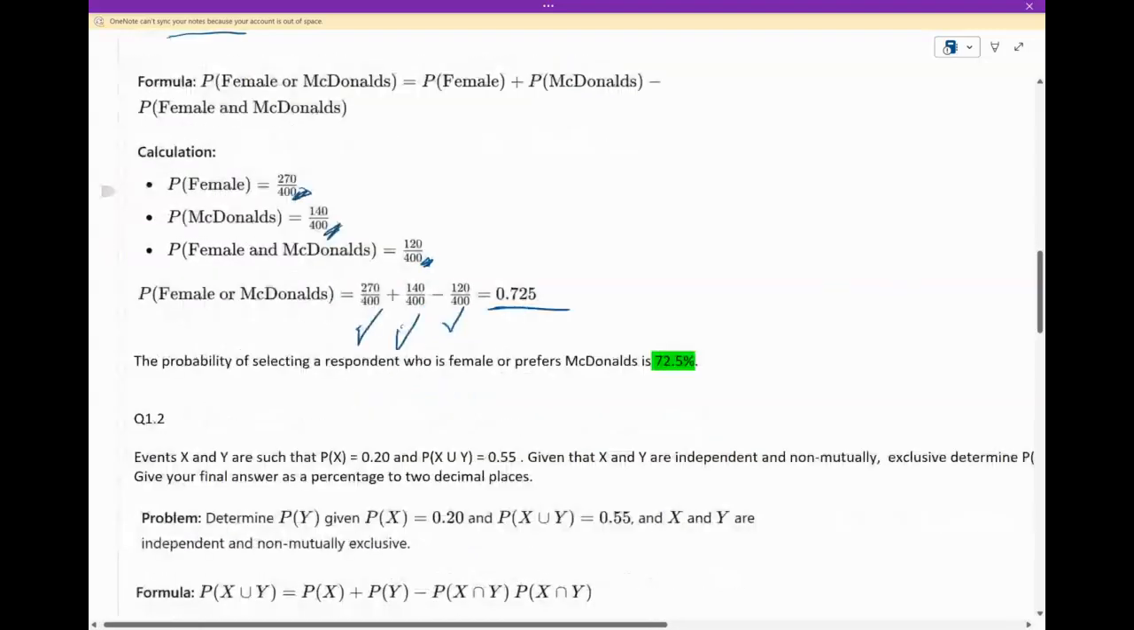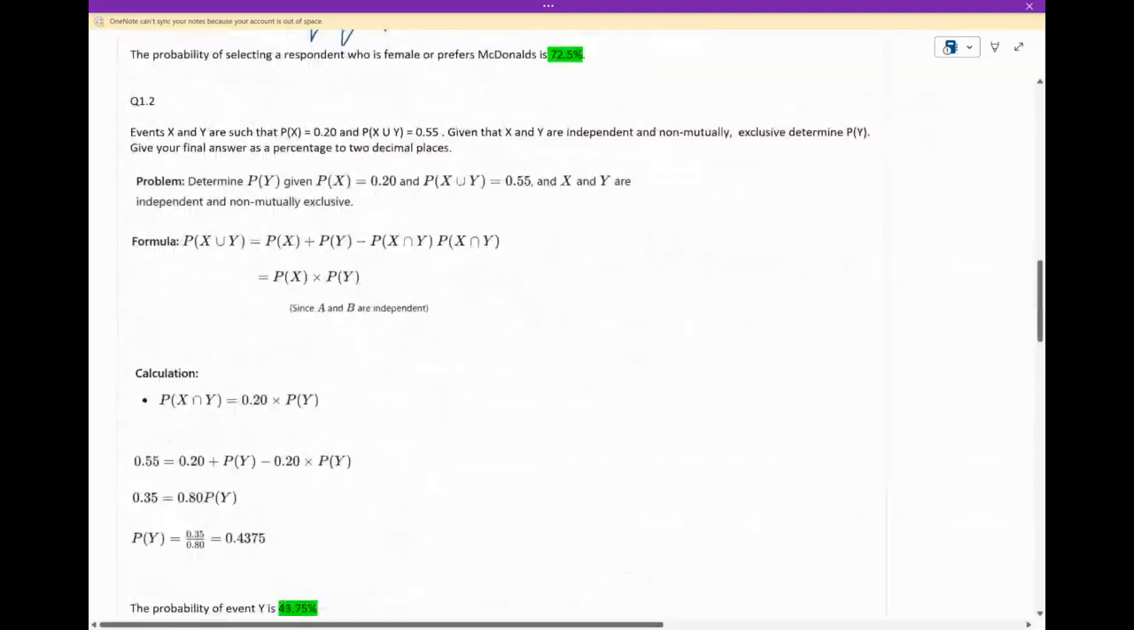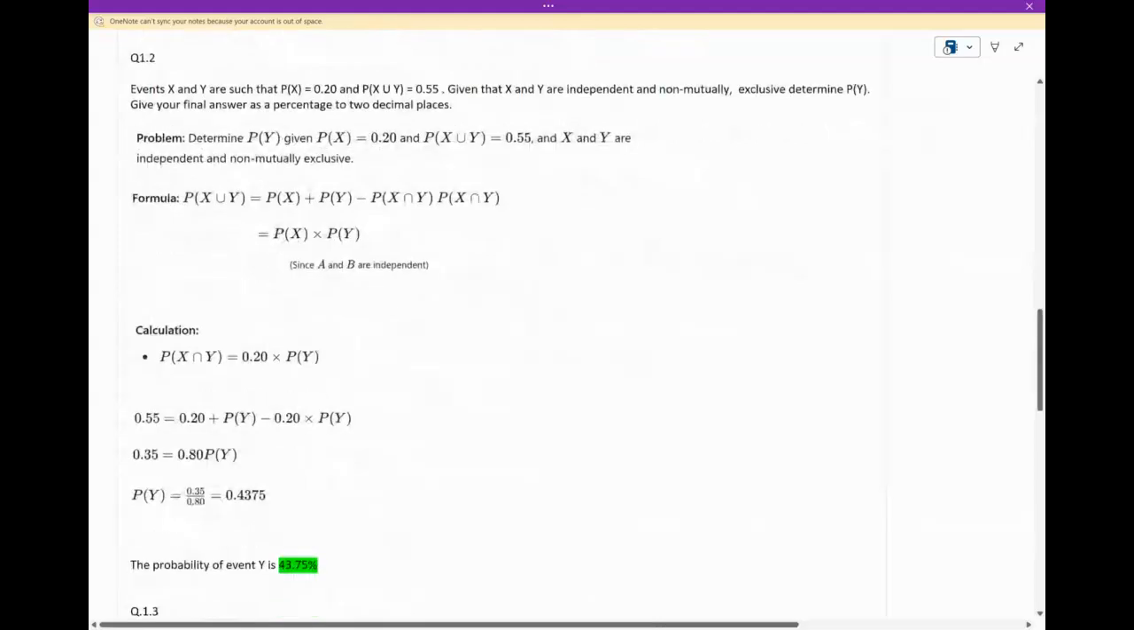Right. Then here, you can see again, they've asked us, events X and Y are such that the probability of X is 20 and the probability of X union Y is 55. All right, percent. I'm talking percentages, but it's the same as if we were to do decimals. Given that X and Y are independent and non-mutually exclusive, determine the probability of Y. This is the same thing that we did.